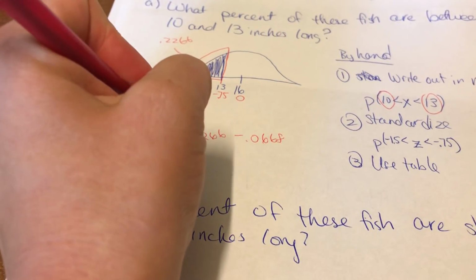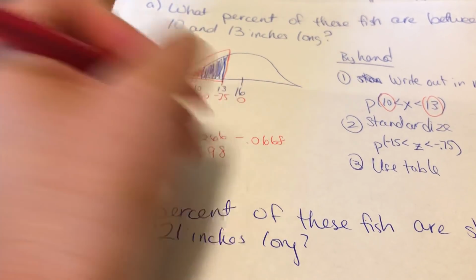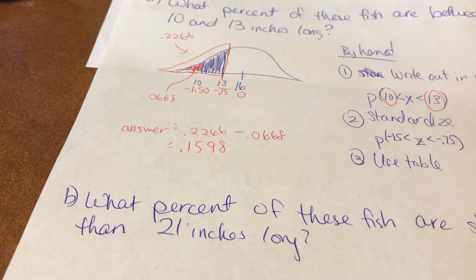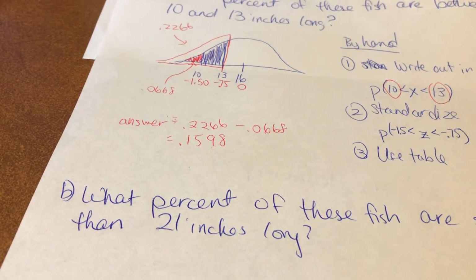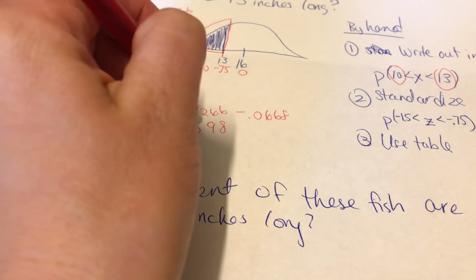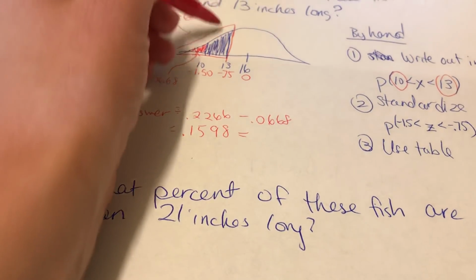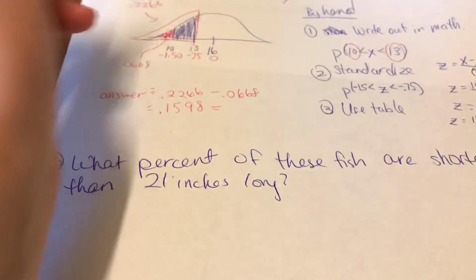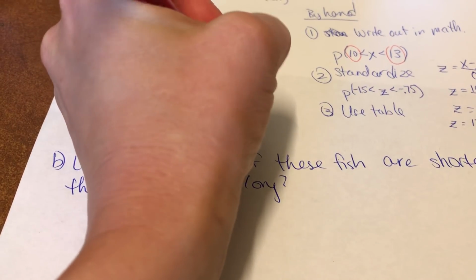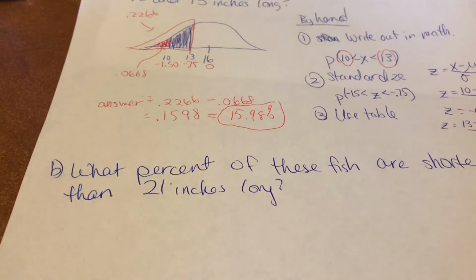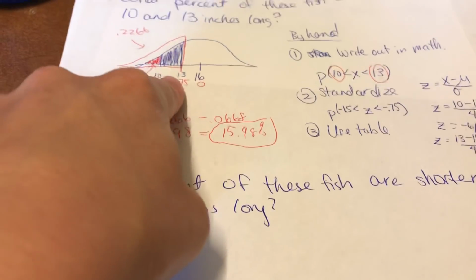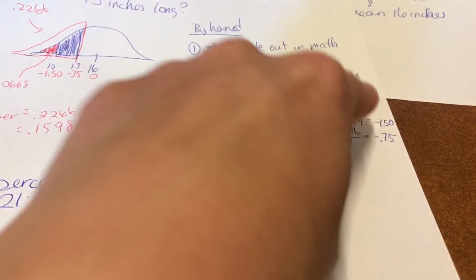And it turns out to be 0.1598. Now, honestly, I just put that into my calculator, but we could do that by hand if we really had to, right? So our answer, since it's supposed to be a percent, is 15.98%.